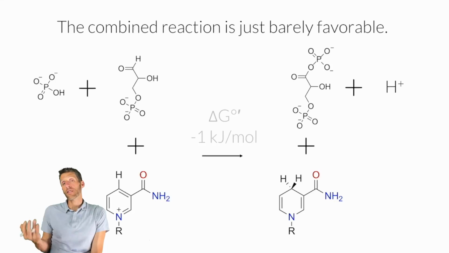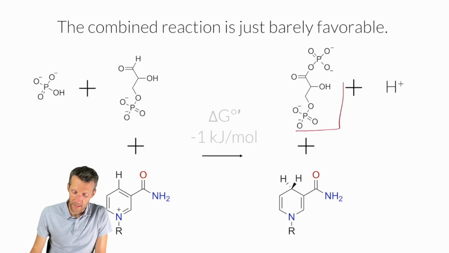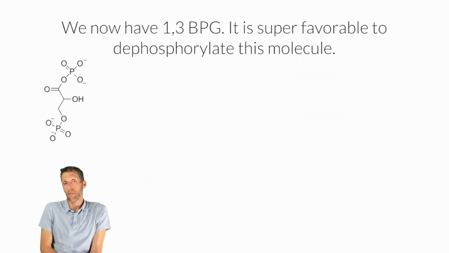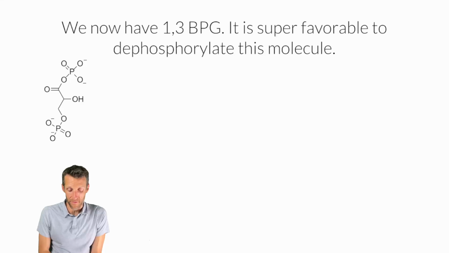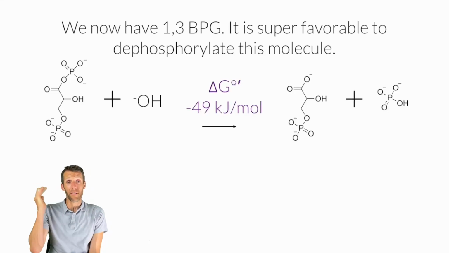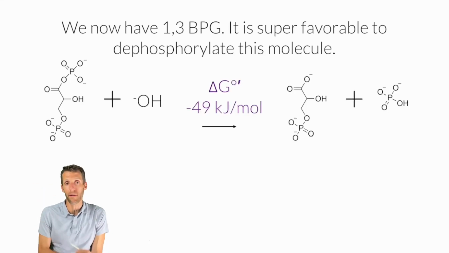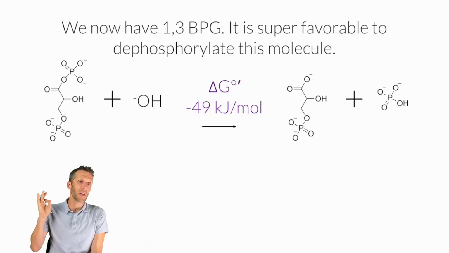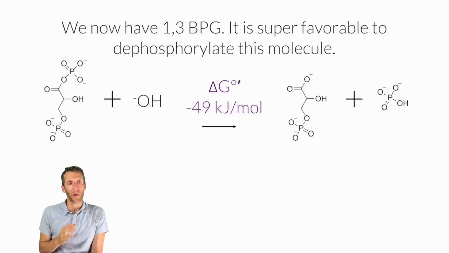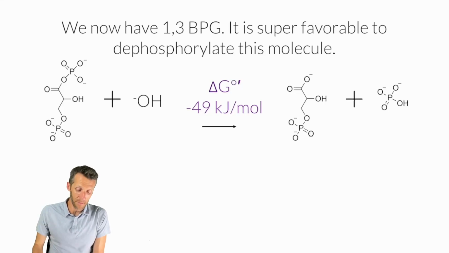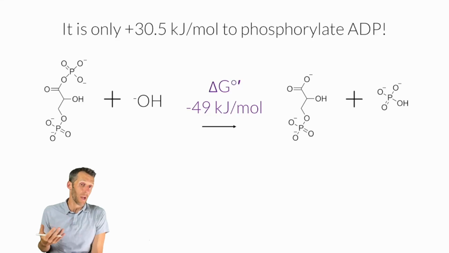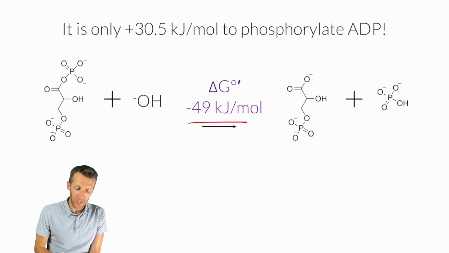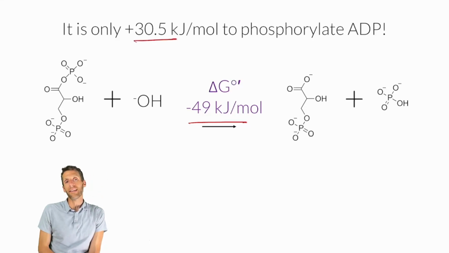So we've done this just barely favorable reaction, making this molecule here, 1,3-bisphosphoglycerate. What happens next? Well, remember, it was super unfavorable to phosphorylate this, which means it's super favorable to dephosphorylate it, right? If we just chop off that phosphate, that gives us minus 49 kilojoules per mole. That is a super favorable reaction. If we just let this sit in a test tube for a long time, it'll happen. But instead of letting it happen spontaneously, we actually have an enzyme that's going to couple that dephosphorylation, which is minus 49 kilojoules per mole, to a phosphorylation of ADP, right?